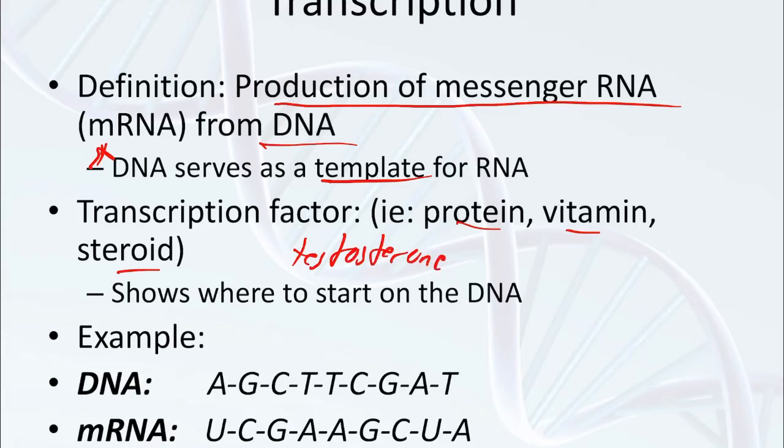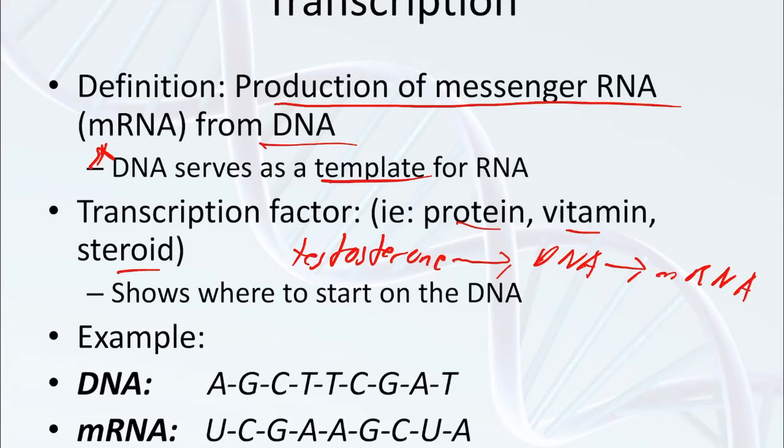Testosterone is the male sex hormone, right? That actually goes right down into the nucleus, binds to the DNA, and tells the correct enzymes where to start making protein. Okay, so that's going to bind to that DNA and then form messenger RNA.